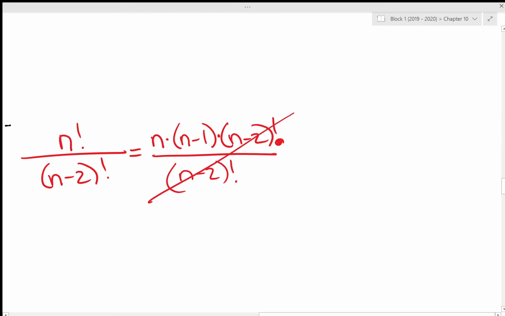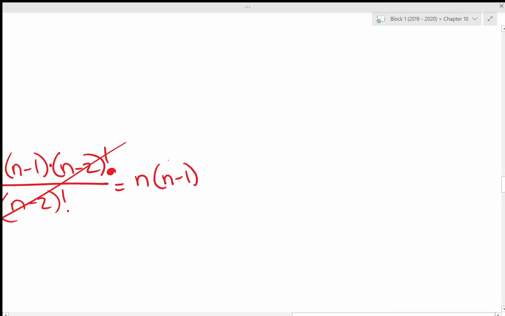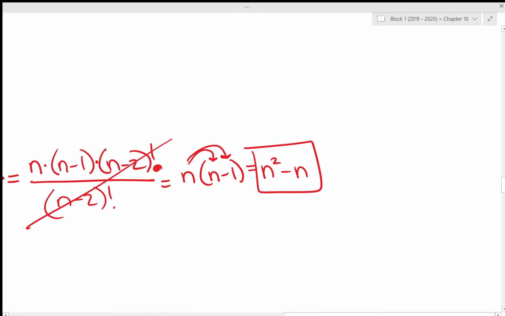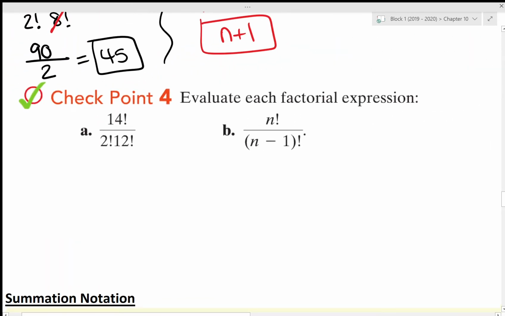I can now cancel that out, and I'm left with n times n minus 1, which I can simplify by just distributing the n, and I get n squared minus n. If something like that happens where you're left with some things, I want you to multiply them. You may see that in the homework. Okay, I want you to pause the video and do checkpoint 4.